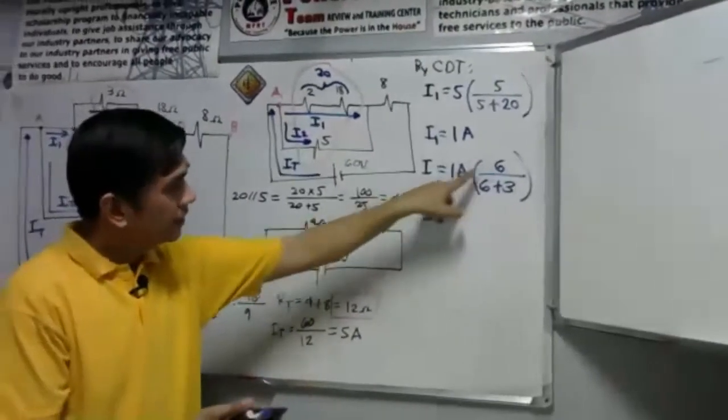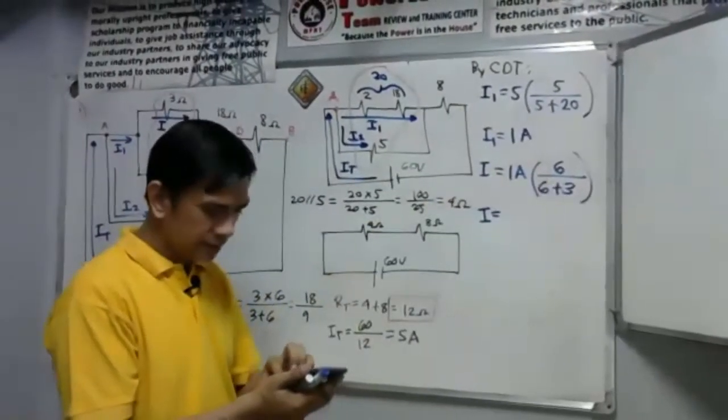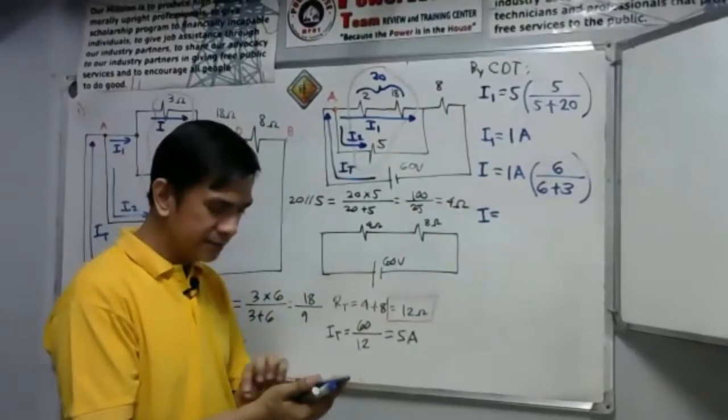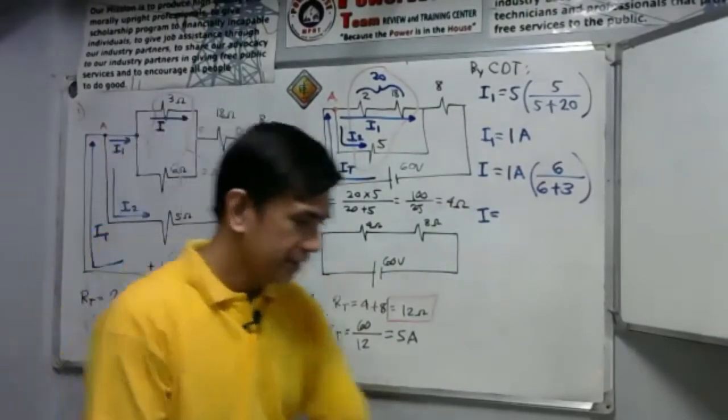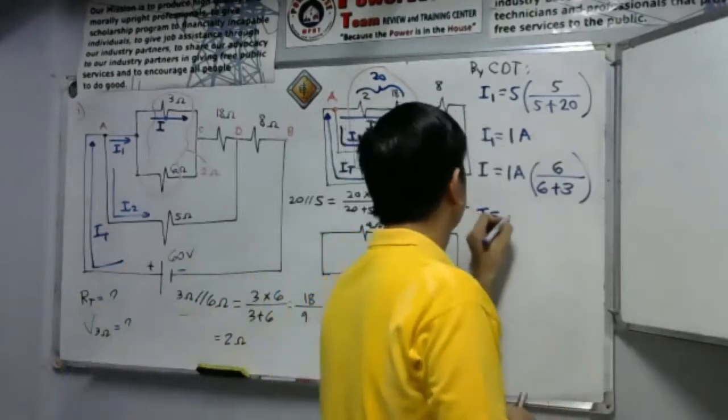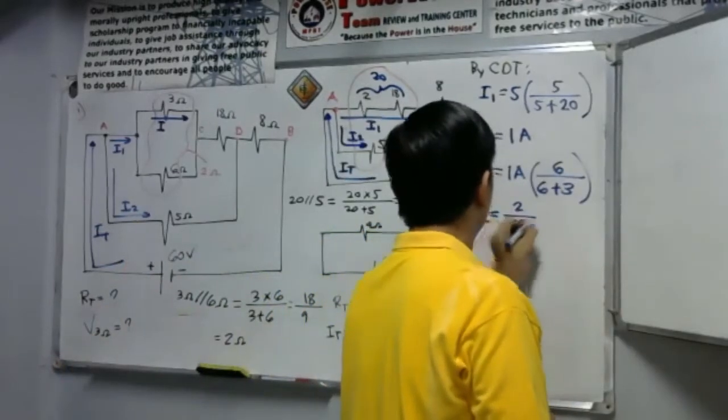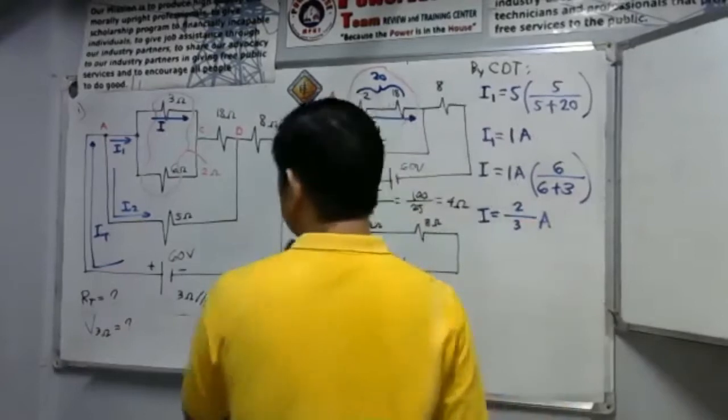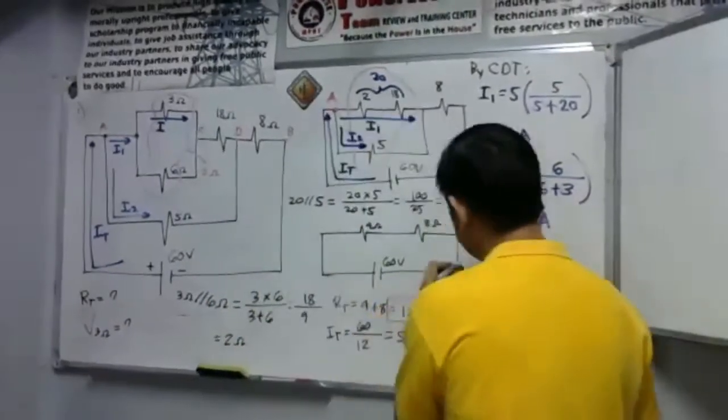Okay, 1. So that will just become 6. So that is simply 6 over 9. That is 2/3 of an ampere. The question is, what is the voltage in the 3 ohm resistance?